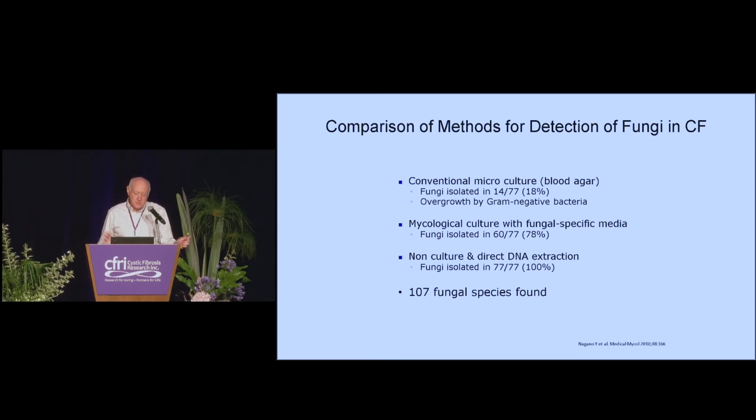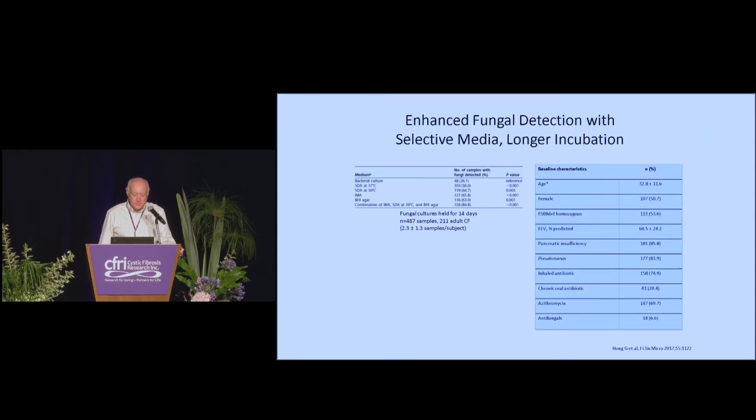So this gives you an idea of the scope of the problem and the difficulty in really putting our finger on just how common the problem is. It turns out that the first study done in the United States ever using fungal-specific media was only reported last year, and I'm showing that here. This is from the Adult Center at Johns Hopkins, where they enrolled 211 of their adult CF patients over a year. So most of these folks gave more than one sample. The average was a little over 2 samples per subject.